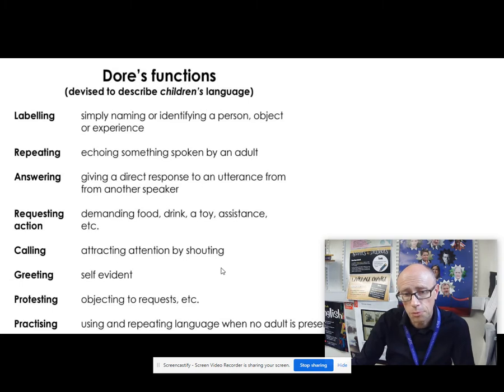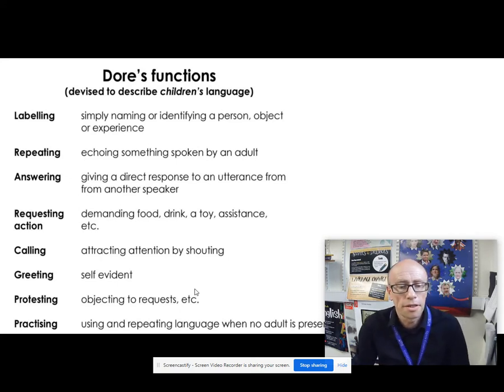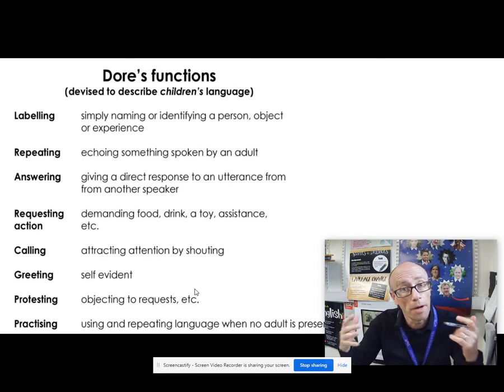We then have 4 others. We have calling, so attracting attention, sometimes by shouting. We have greeting. We have protesting, objecting to requests, and that's quite interesting, isn't it? Because again, if you believe the behaviorist model, you would think that children are quite pliant and submissive in responding to adults. But actually, anybody who's spent any time with a 2-year-old will know that 2-year-old children can be quite awkward, can't they? They don't necessarily just repeat or do things that the adult wants them to do. So there might be actually quite a lot of protesting going on.